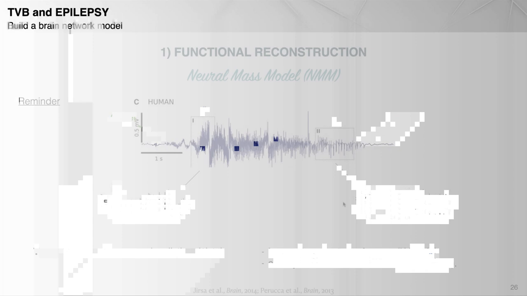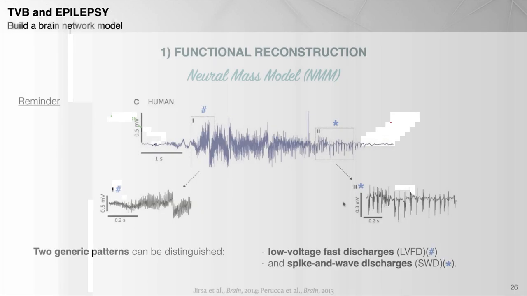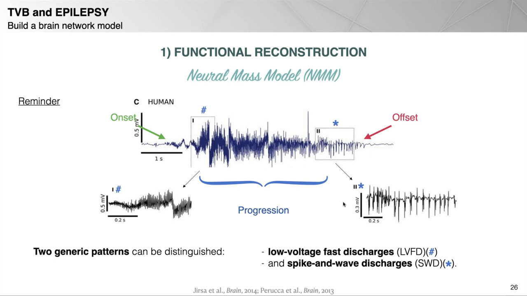As observed in many types of seizures, they are characterized by an onset, various sequences of fast discharges and spike wave events, and an offset. These fast discharges and spike wave events define the basic building blocks for the seizure-like events. So we will start from these basic building blocks to create a model.